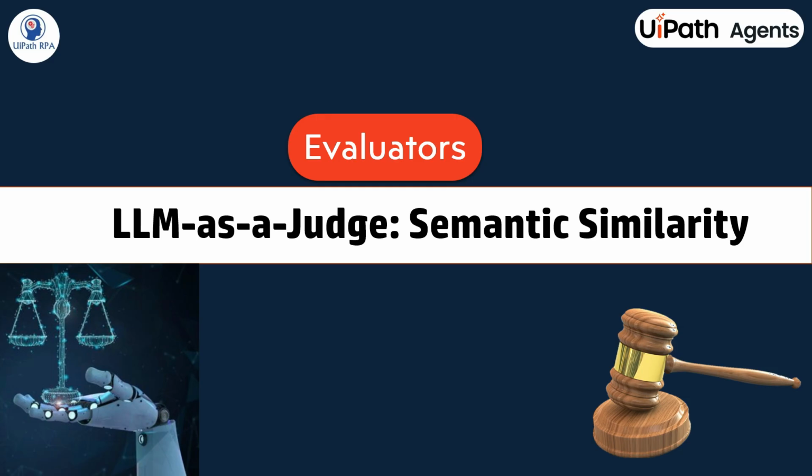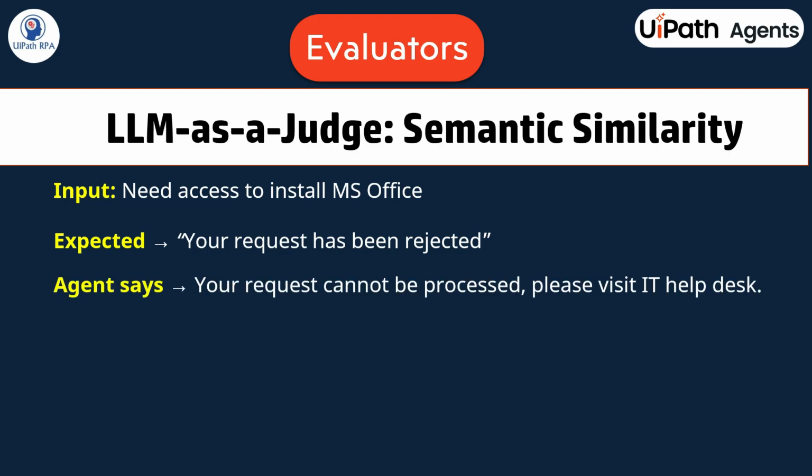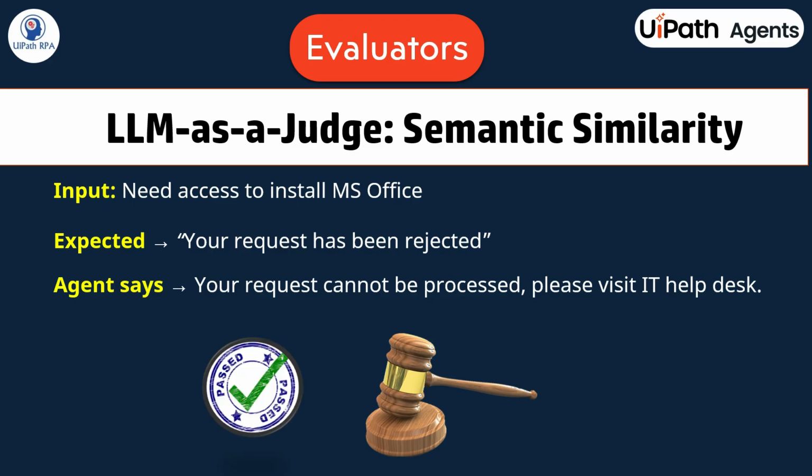The judging style asks: did the agent convey the same meaning, even if the wordings are different? Let's take an example. Our input is "need access to install MS Office." Our expected output is "your request has been rejected." But if the agent says, "your request cannot be processed, please visit IT help desk," then in this case the LLM as a judge evaluator will pass this, because here only the wordings are different.